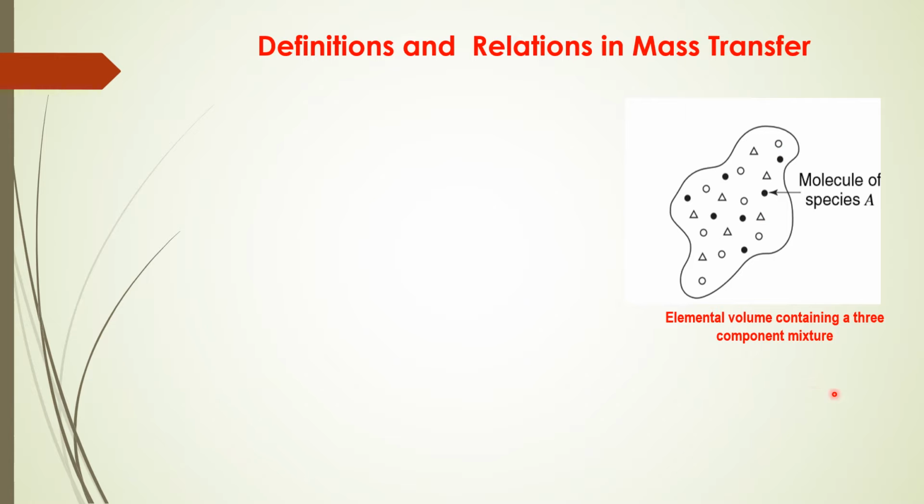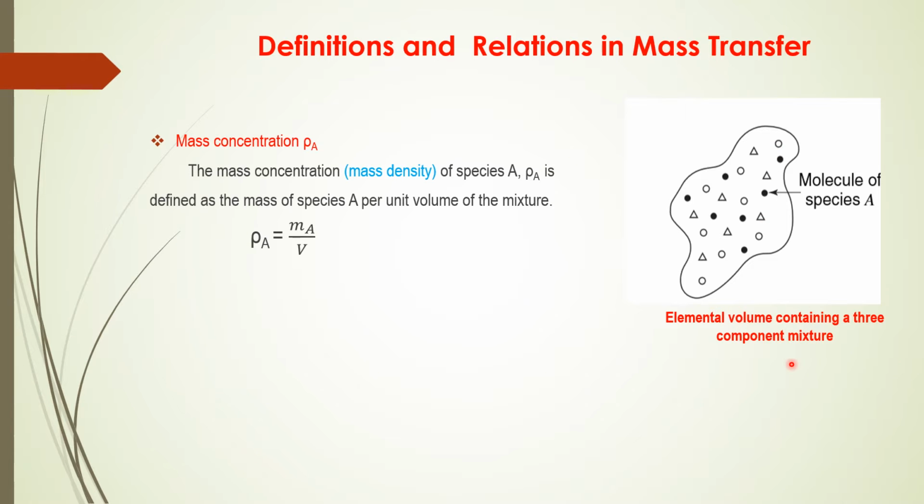Let us first define the mass concentration. It is represented by letter rho, and the suffix A represents the mass concentration of species A. So the mass concentration or the mass density of species A is defined as the mass of species A per unit volume of mixture. That is rho A is equal to MA by V. MA is mass of species A divided by the total volume of mixture.